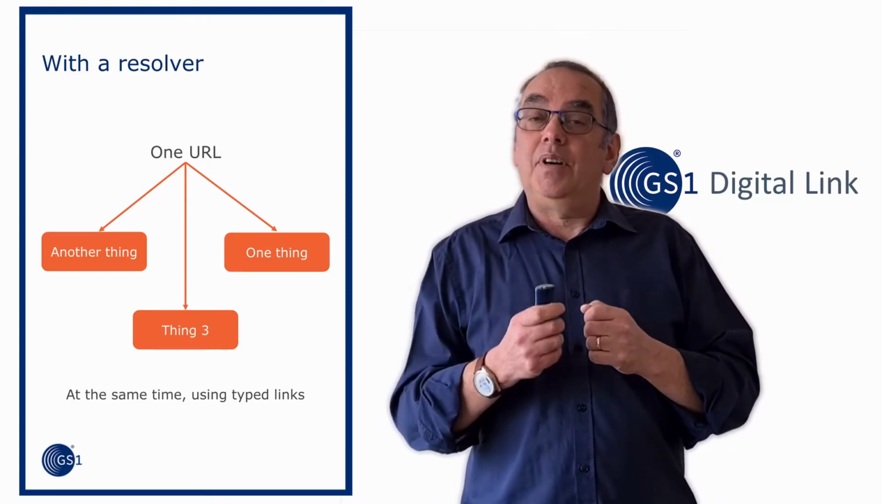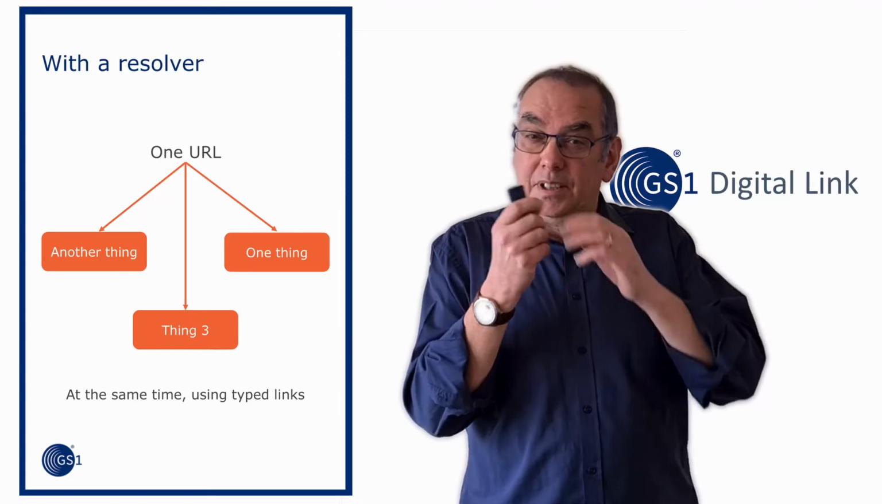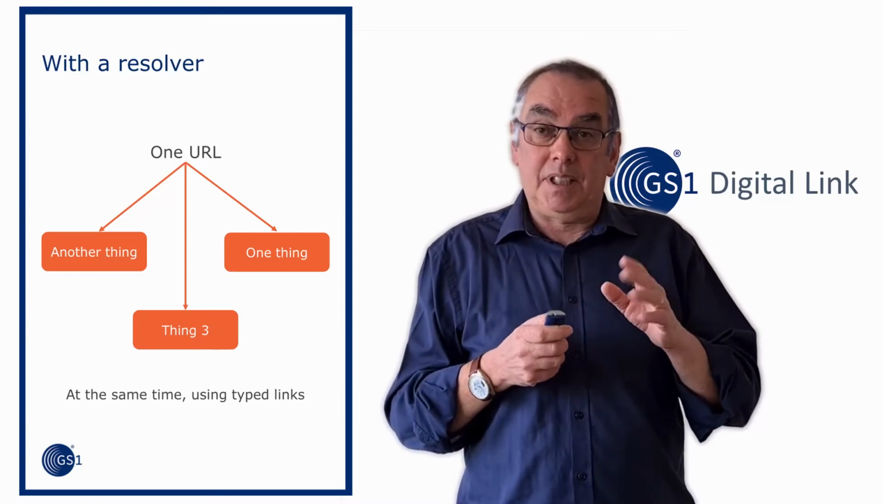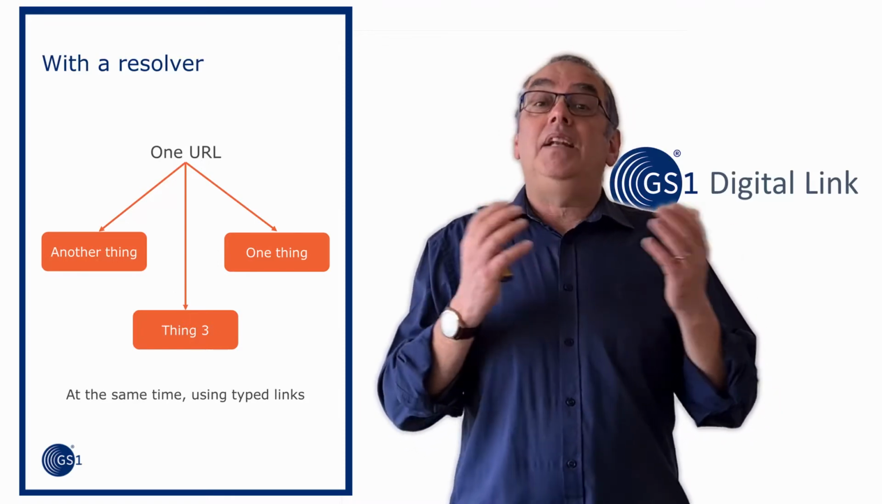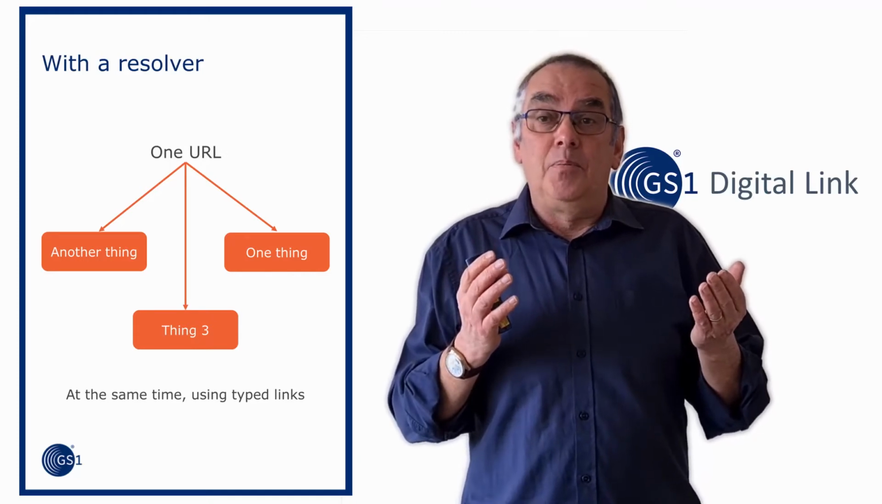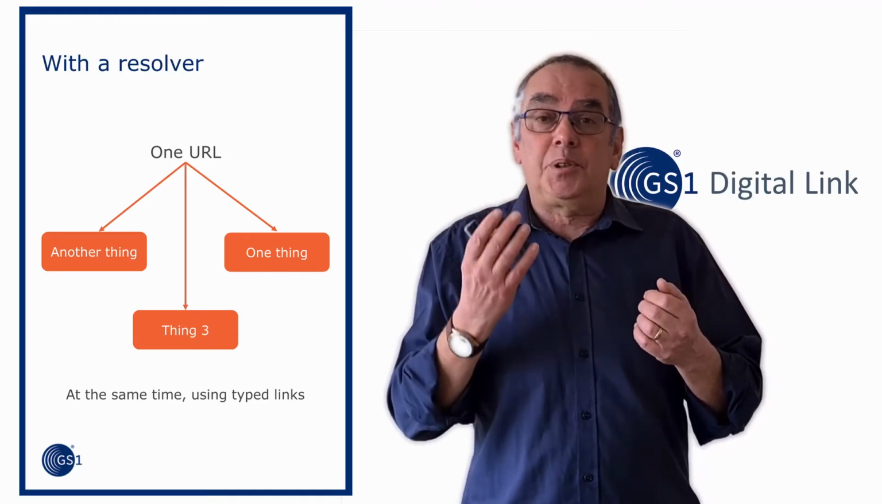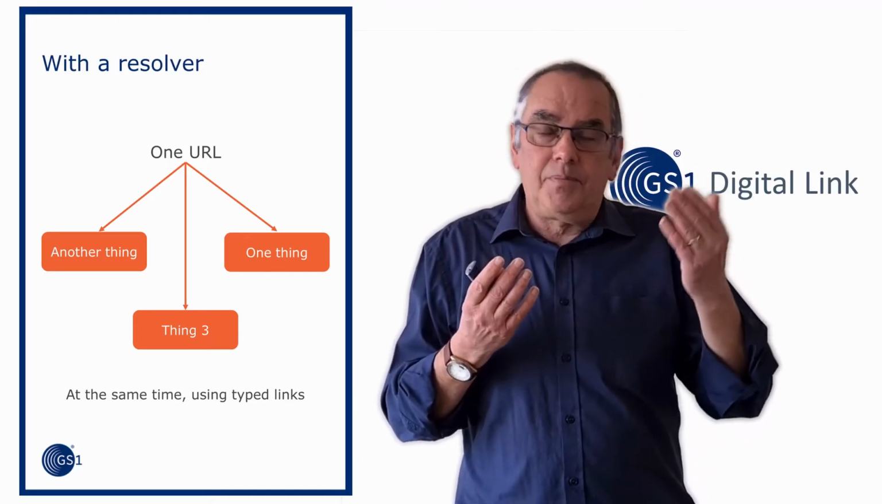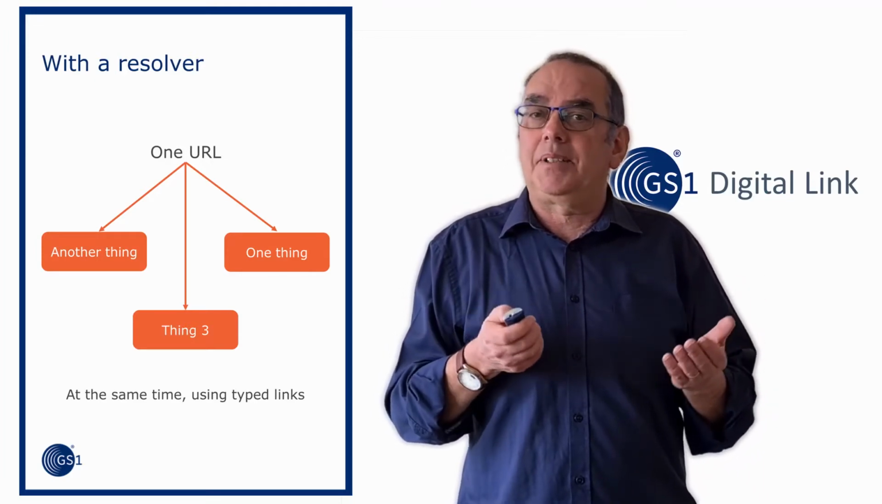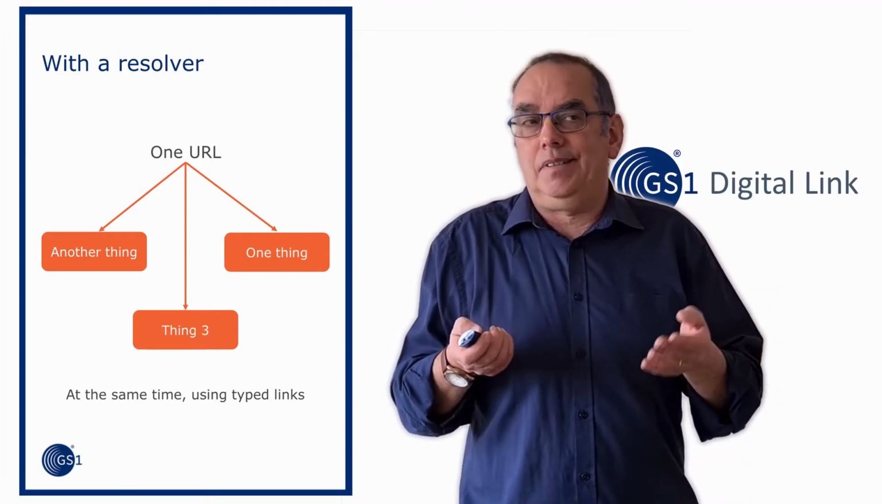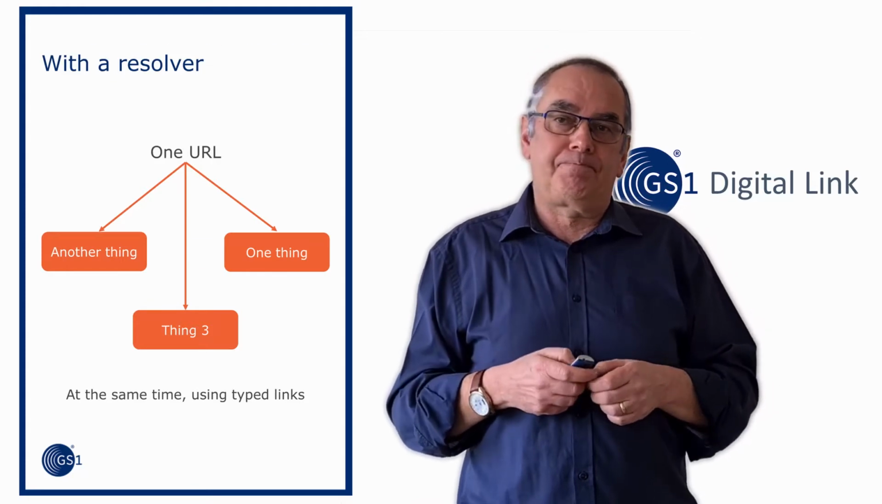It means that you can point from one starting point to multiple destinations at the same time. And those destinations can be completely independent of each other. One of those boxes might be a solution provider, another one might be the manufacturer themselves. Doesn't matter. It's the web. It's a URL. You can just link stuff, right?